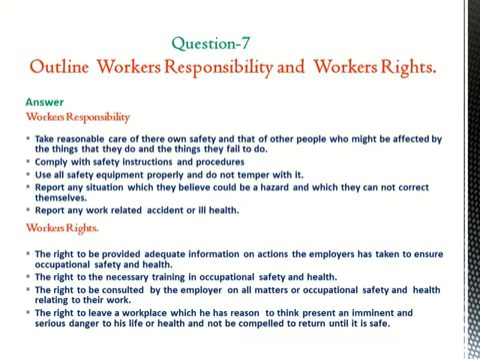So workers' rights, what are the rights of the workers? The right to be provided adequate information on action that the employer has taken to ensure occupational health and safety. Workers are given rights, like they must be informed about all types of information. The right to the necessary training in occupational safety and health. It is the right of the workers to get trained before starting any work, before going to work anywhere. The right to be consulted by the employer on all matters of occupational safety and health relating to their work. This means workers must be consulted on the matter of occupational health and safety.